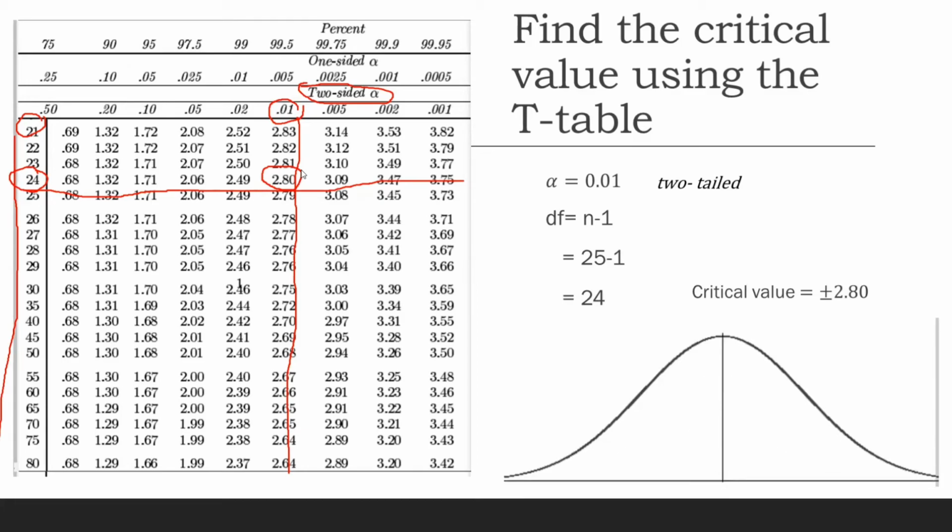Since we have the critical value, let's say nandito yung ating critical value sa ating normal curve. So let's say this is negative 2.80. And then, this is the positive 2.80. So this is the rejection region. So ito yung rejection region natin. So pag nag-fall dito yung ating test value, then we will reject the null hypothesis. And then pag hindi naman, we will accept it. So now we have the critical value. Now let's find the test value.